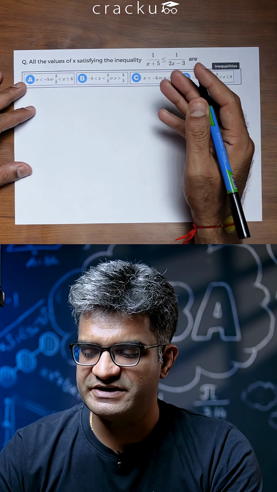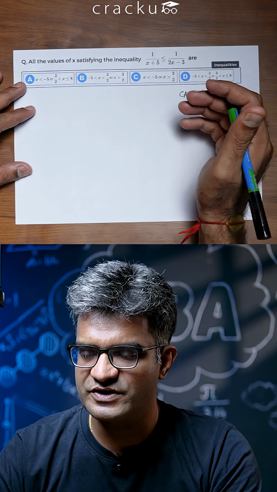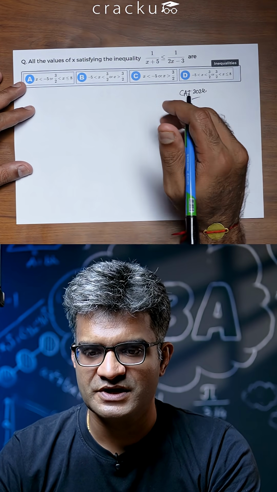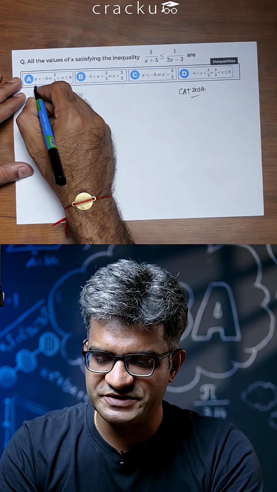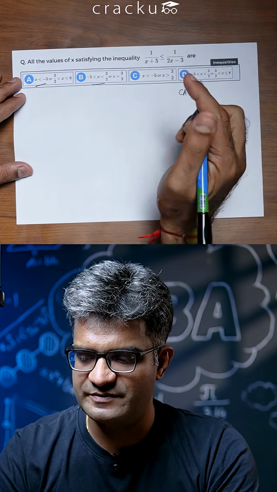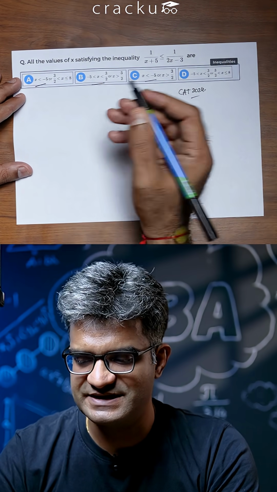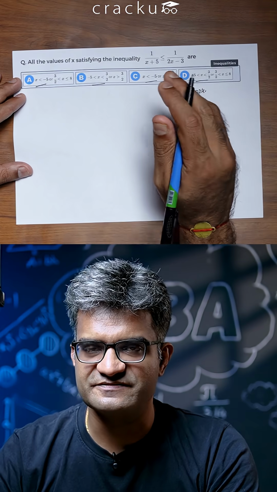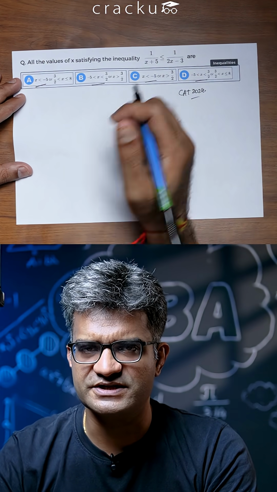Now the inequality that is given is 1 by x plus 5 is less than or equal to 1 by 2x minus 3. If you're looking at the options, the first option is x less than minus 5. The second one is x lies between minus 5 and 3 by 2. The third one is x less than minus 5. And the next one is minus 5 is less than x less than 3 by 2. And there are also other intervals.